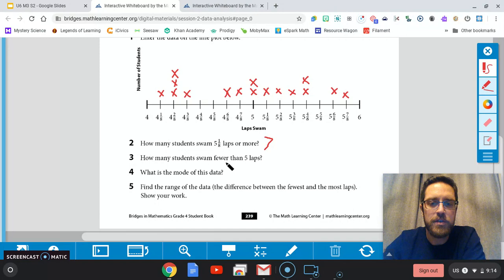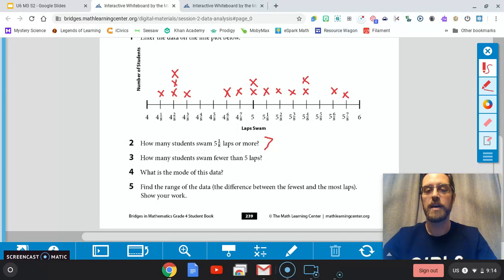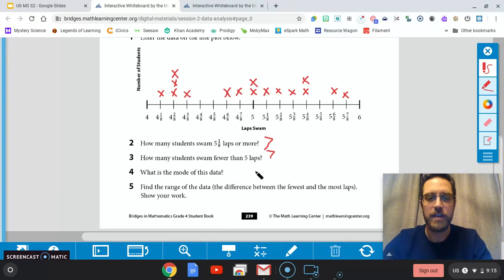How many students swam fewer than 5 laps? So is this including 5 laps or not? Well, in this case, it's not including 5 because it doesn't say 5 laps and fewer. It just says fewer than 5 laps. So I'm just counting the ones less than 5. So 1, 2, 3, 4, 5, 6, 7. And in this case, it was 7 again.